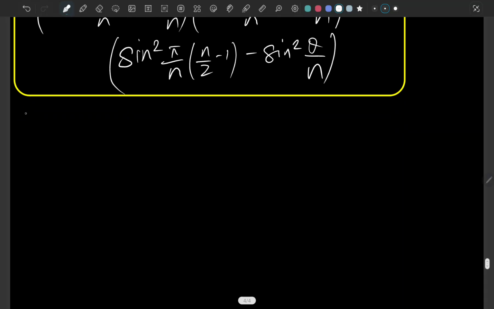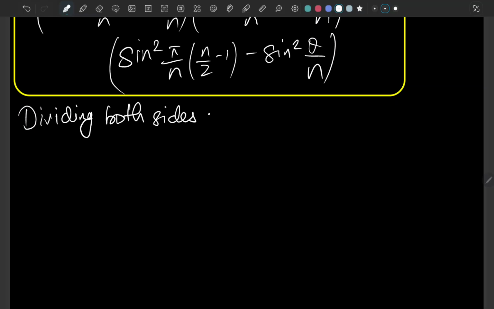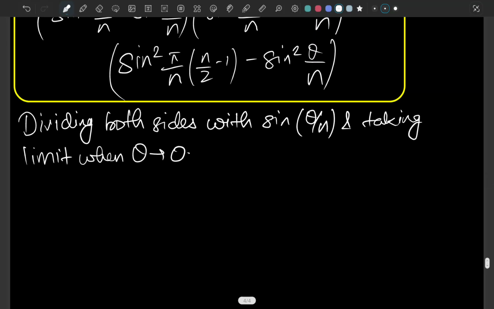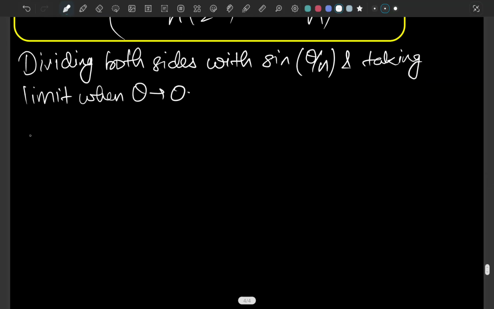Well, what we are going to do is dividing both sides by sine of theta over n, and then taking the limit when theta tends to 0. So we are going to do that much here, right? Okay, so what's that going to give us? Let me just show you.